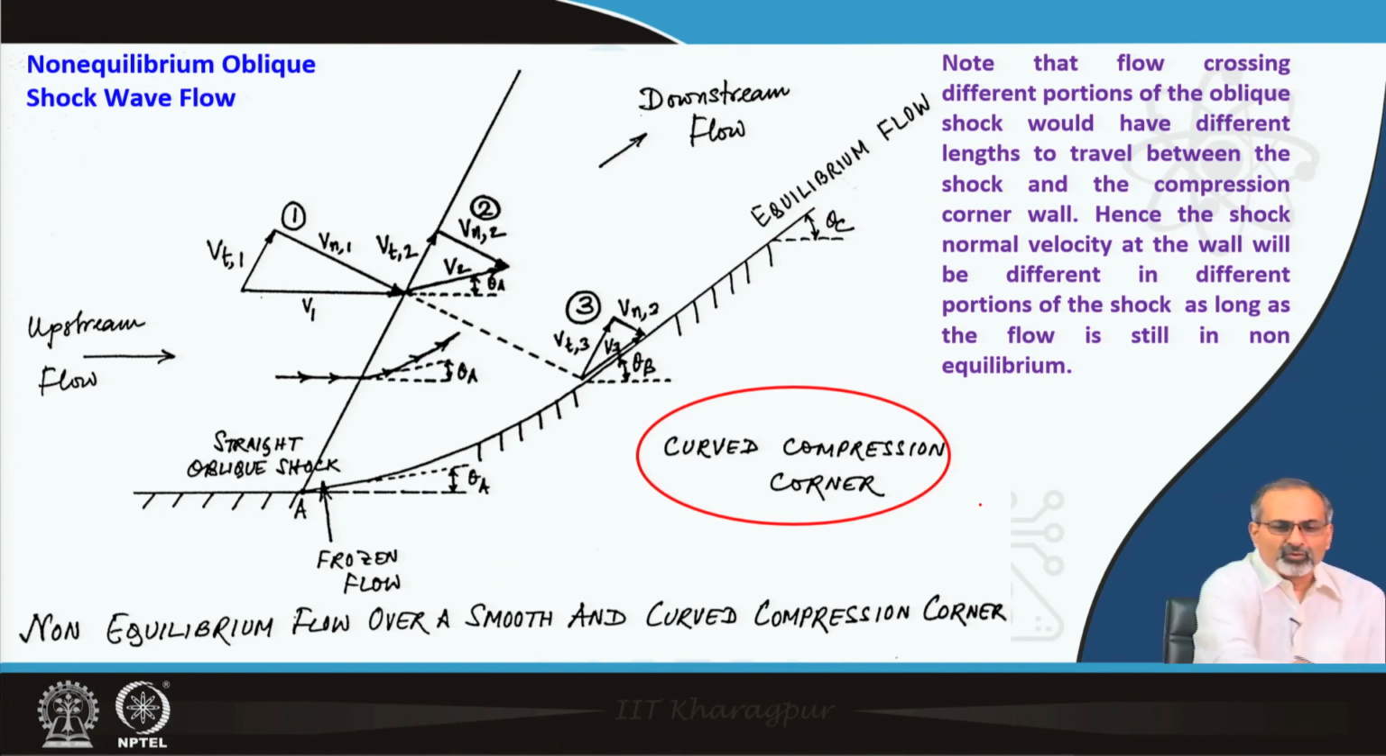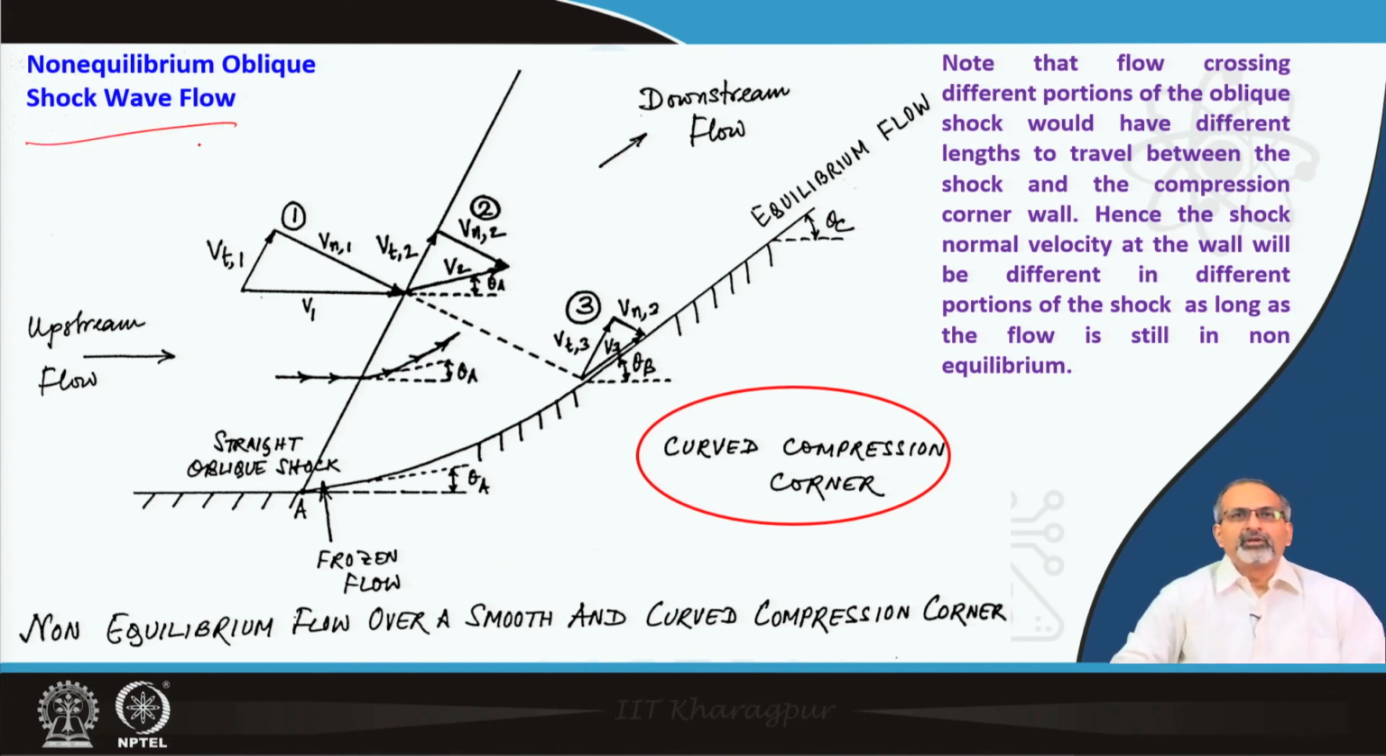Now, let us come to non-equilibrium oblique shock wave flows. Here you find that we have introduced a curved compression corner and you have a straight oblique shock, which may be a little surprising to you, because we have already learnt that we need a sharp compression corner for a straight attached oblique shock to be formed. So, there must be something to do with the non-equilibrium flow over here.